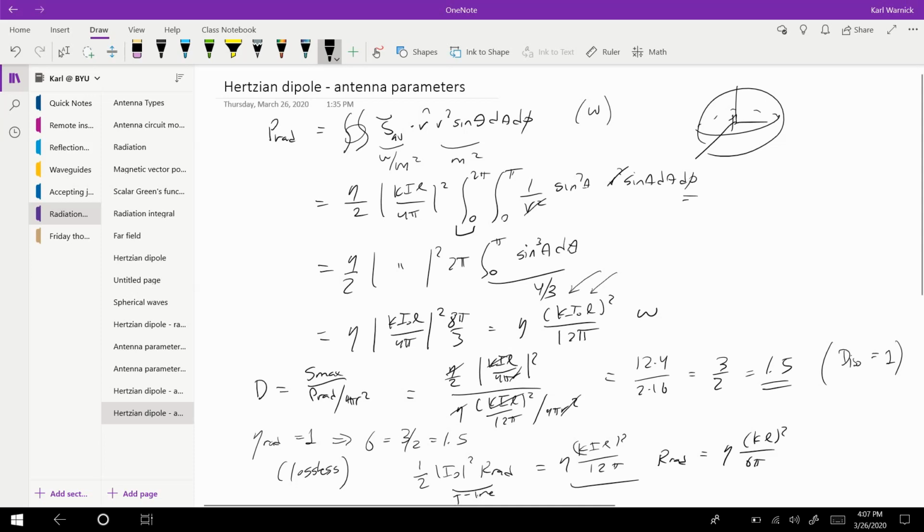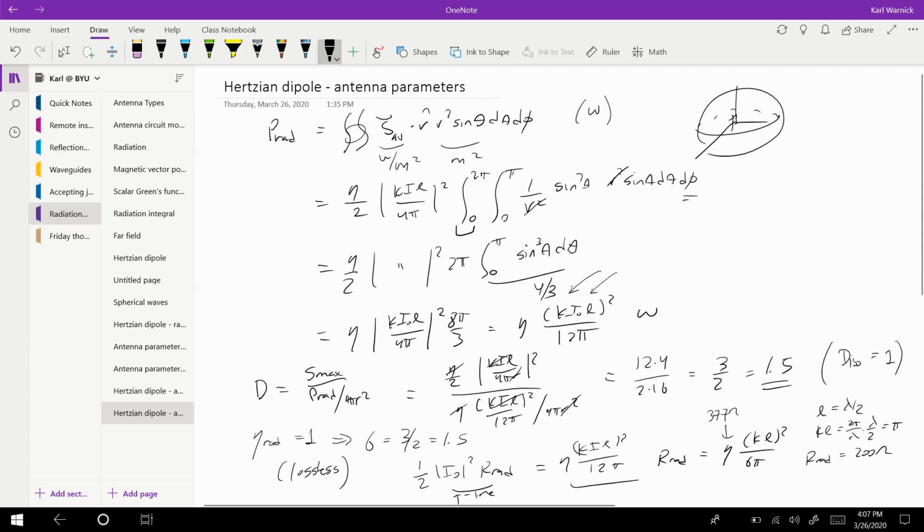Okay, so now let's run some numbers. If the length of the antenna is lambda over 2, then kL is 2 pi over lambda times lambda over 2, or pi. That should be reminiscent of the beta L's we had in transmission lines, same idea there. If we plug in and run the numbers, eta is about 377 ohms in free space. What we get is R rad for the half wave case is 200 ohms.